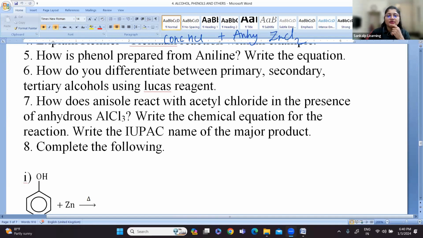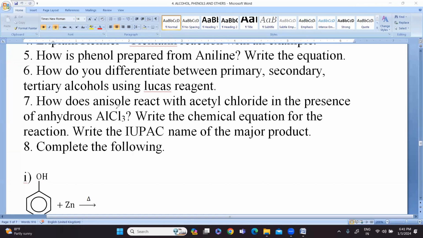So we have seen this also. The different reactions, what it will give with primary, with secondary, with tertiary, all the various reactions we have seen. Next question. How does anisole react with acetyl chloride in the presence of anhydrous AlCl3? Write the chemical equation for the reaction. Write the IUPAC name of the major product.